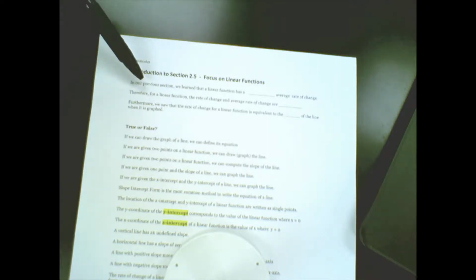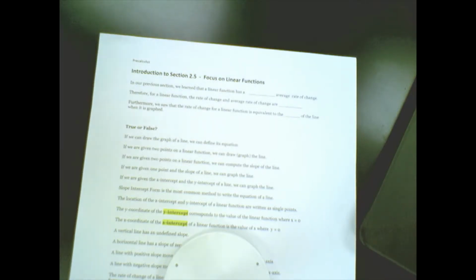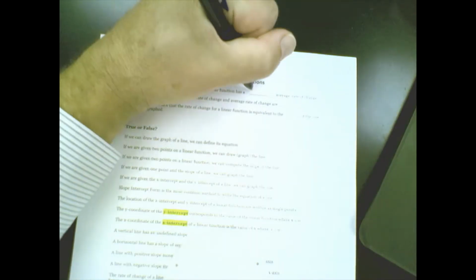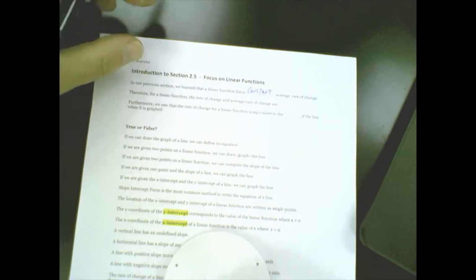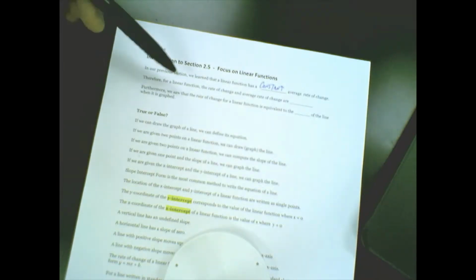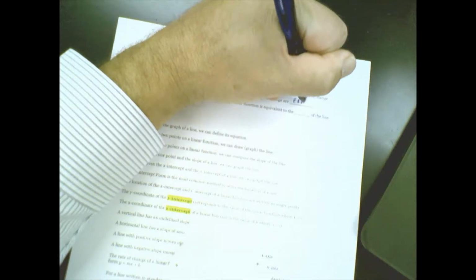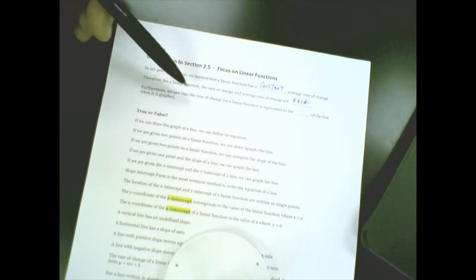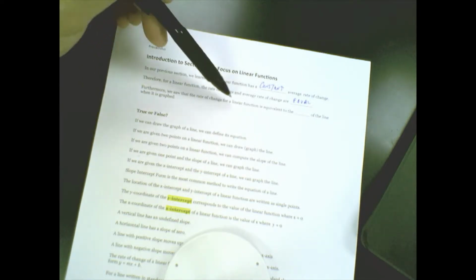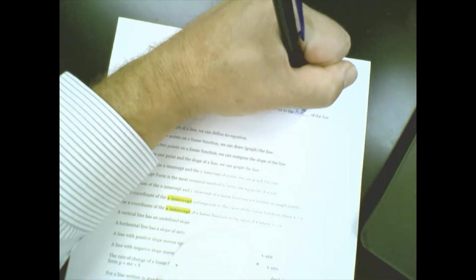2.4. In our previous section, we learned that a linear function has, it was that last example in section 2.4, a linear function has a constant rate of change. It's always the same value. For a linear function, the rate of change and the average rate of change are always the same, are equal. And the last piece, and the one that really helps us, the rate of change, the average rate of change for a linear function is equivalent to the slope of the line when it's graphed.